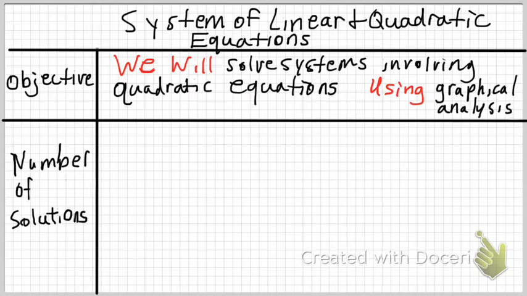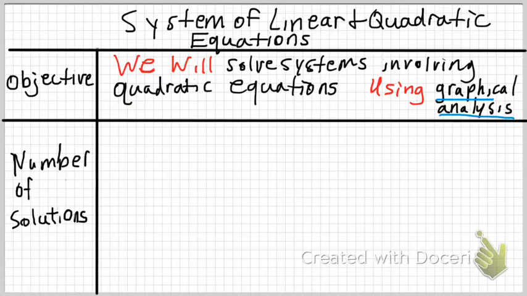Now stop and think for a second. What does graphical analysis mean? Well, we hear the word graph, right? And I hear the word analysis. And to analyze something is to break it down. And a graph, right, that's just a picture that we draw to represent a function. So let's talk about the important parts of a system involving a quadratic.